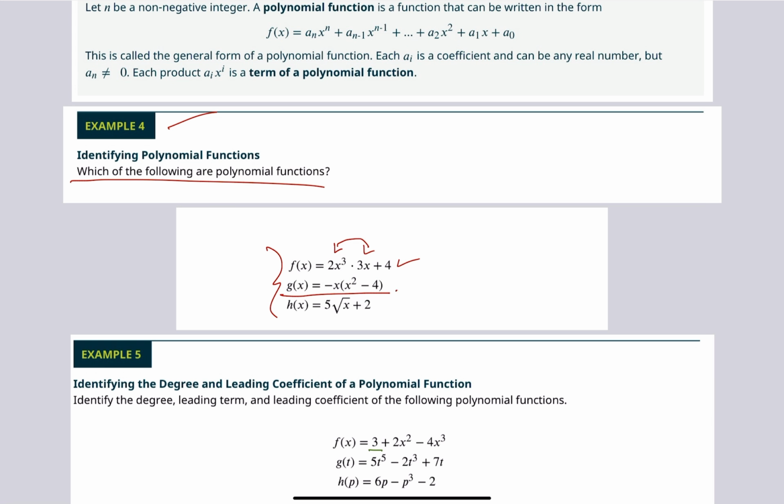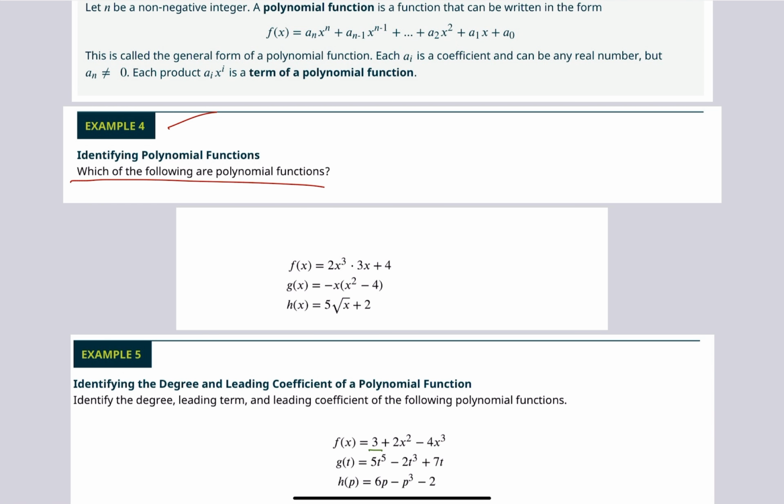Now what about g of x? This is negative x cubed plus 4x, which is definitely a polynomial function. What am I looking at? I'm looking at the powers. They are positive. They are integers, which means I'm dealing with a polynomial function.